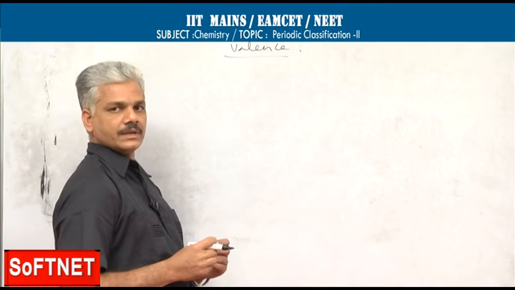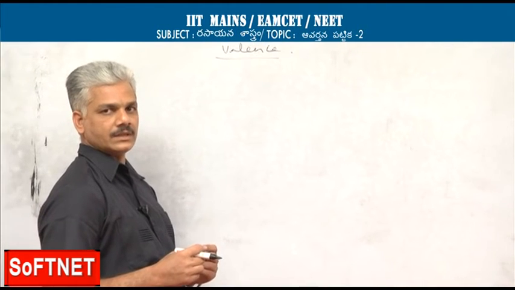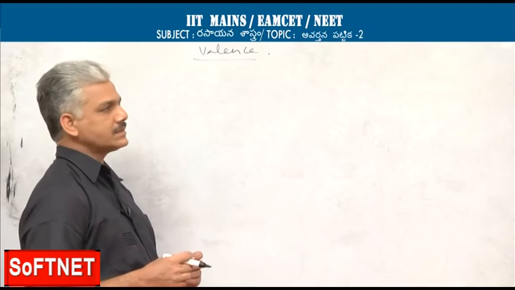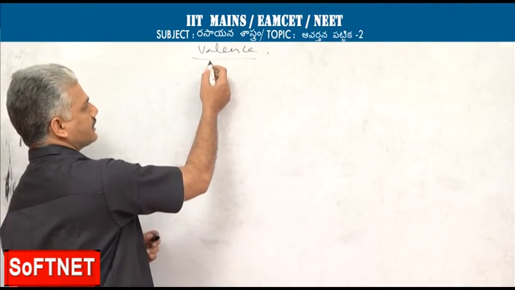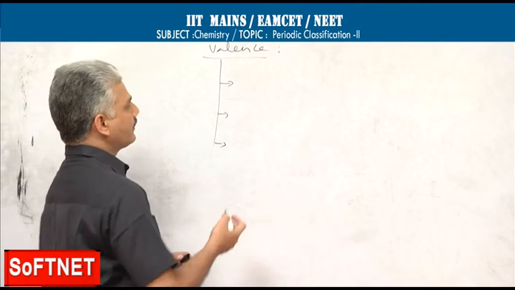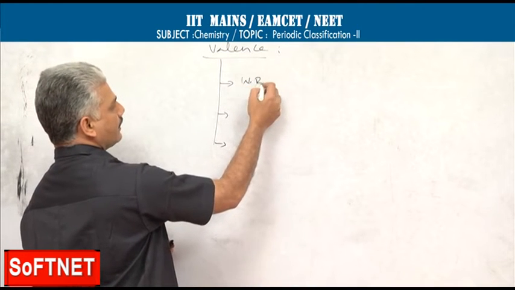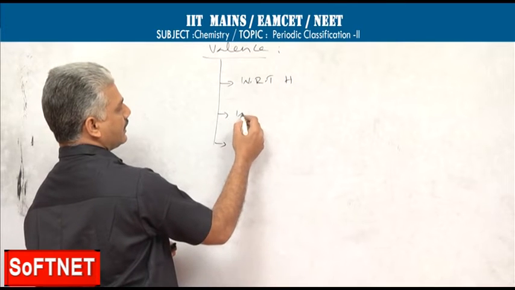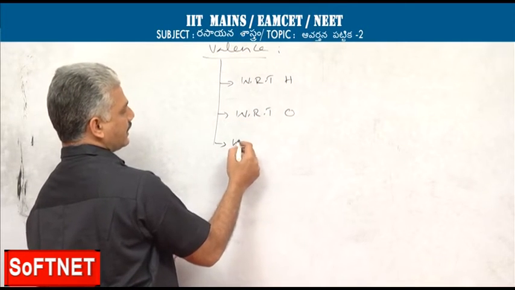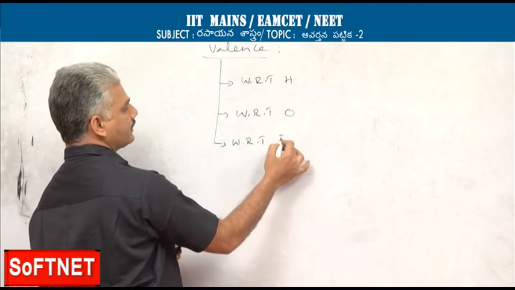The combining capacity of an element with others is defined as valency. In general, valency is defined in three different ways. One is with respect to hydrogen, another one is with respect to oxygen, and another one is with respect to electronic configuration.